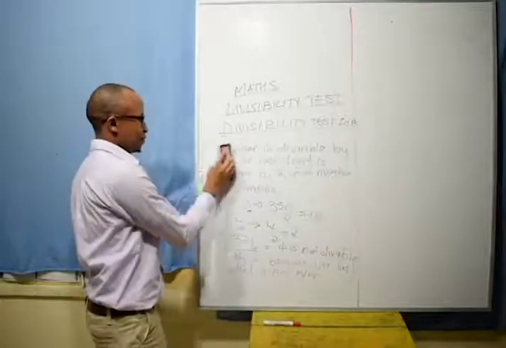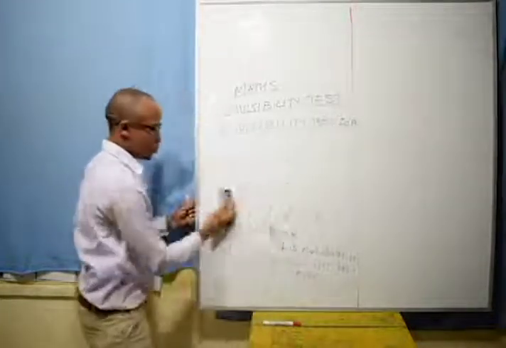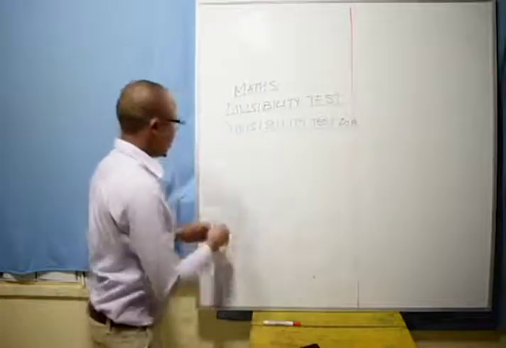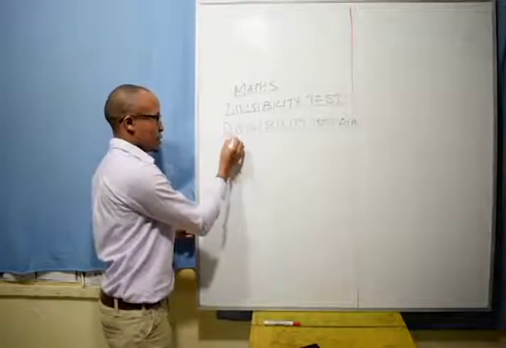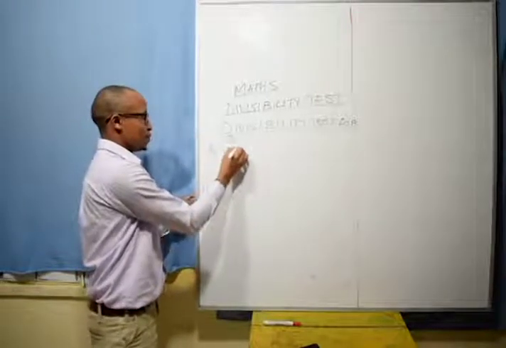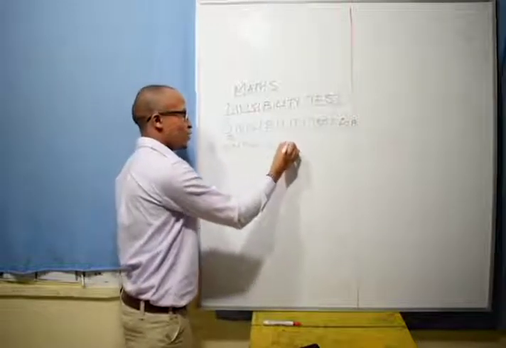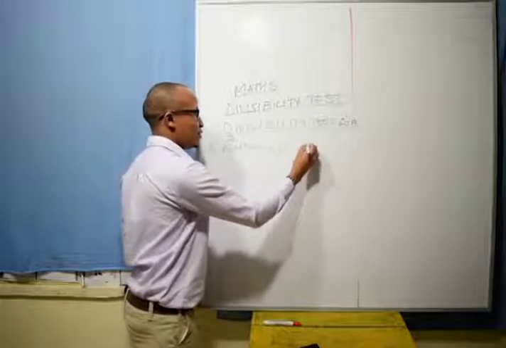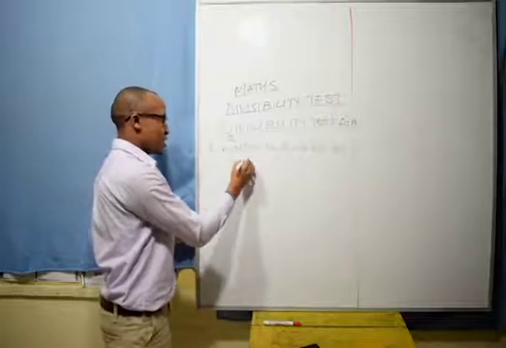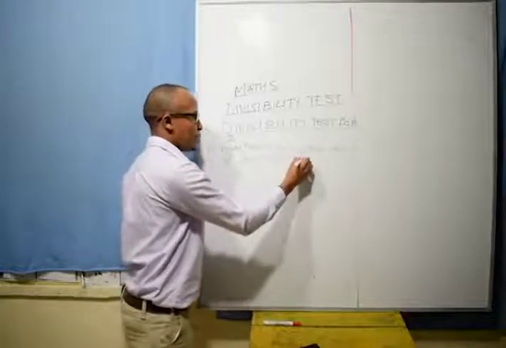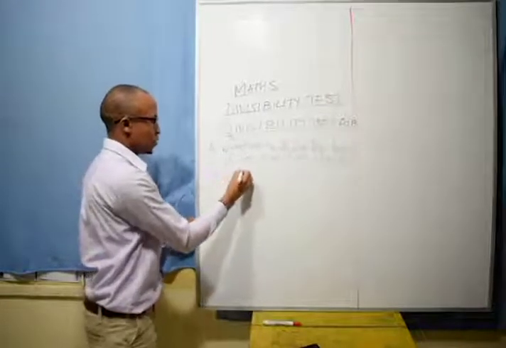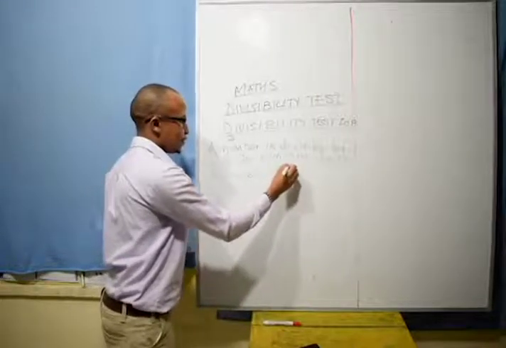Divisibility test for 3. So what are you supposed to do in that divisibility test for 3? So you are going to do the following. You can say divisibility test by 3. So the first one, you can say a number is divisible by 3 if the sum of the digits is divisible by 3. What do I mean?